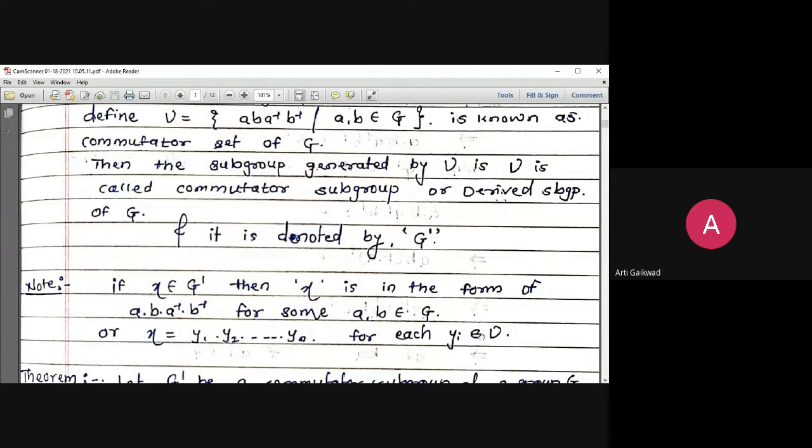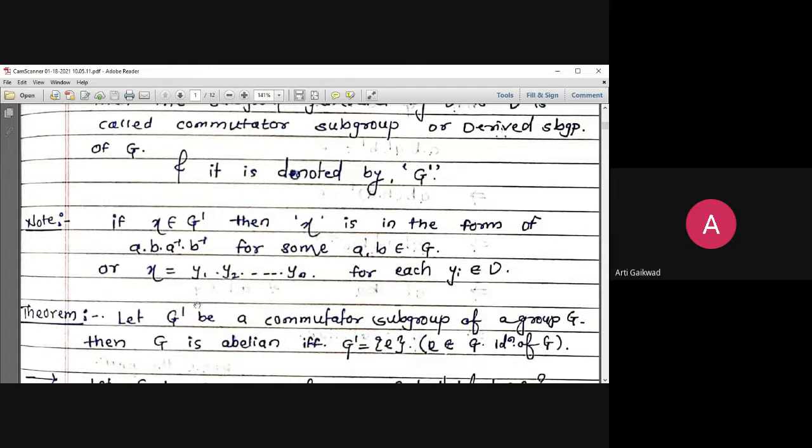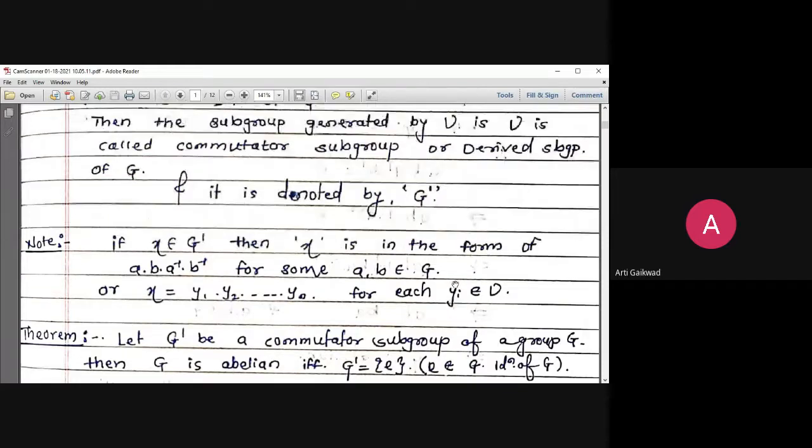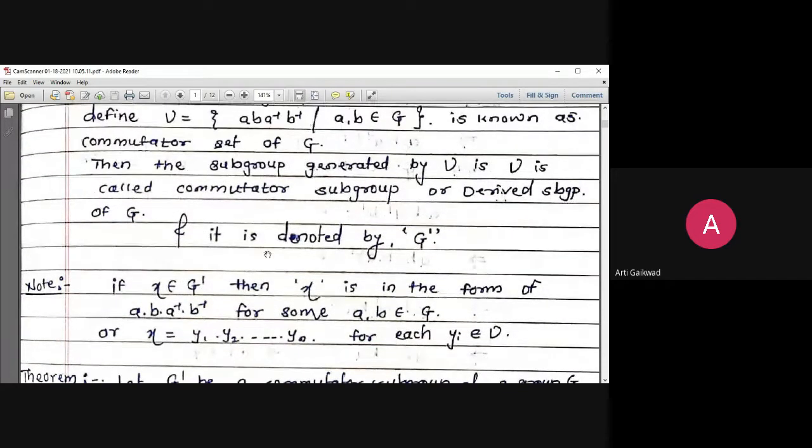How is it? Let us understand: x is equal to y1 into y2 into up to yn, for each yi belonging to U. Do you understand how this yi came? Look at here. Suppose take y1. y1 belongs to U. It means that y1 is in the form a b a inverse b inverse.